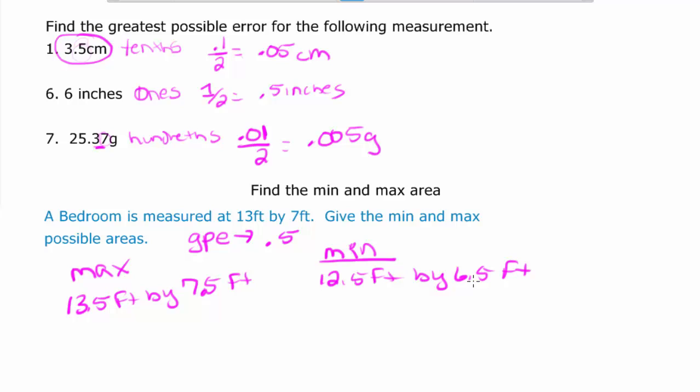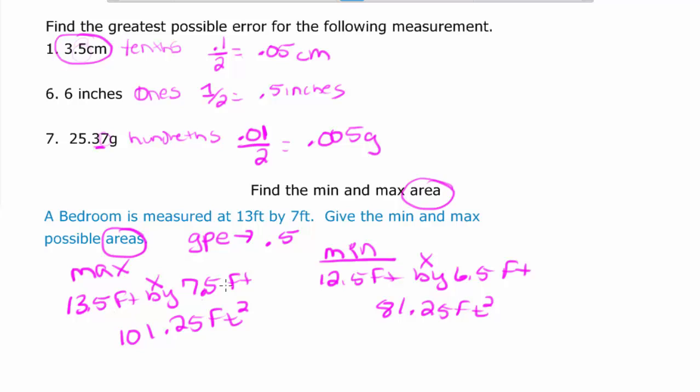That is just the minimum and maximum, but it's asking for the area, so you actually need to multiply these two together. This one would be 101.25 feet squared, and this one would be 81.25 feet squared, because it's asking for the area. That's why we multiply them. Since we're dealing with a whole number, you're just trying to find an error, because when we measure, we kind of round, and so that's going to be our error. We're going to allot ourselves a little mistake there.